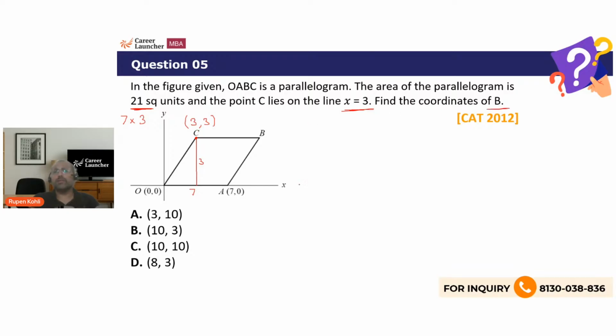So what is point B? Obviously we have to move 7 units further horizontally because the opposite sides are parallel. So we'll just go further 7 units down the line horizontally. Y will still be 3 and x will increase by 7. So this is 10 comma 3, option B, right?